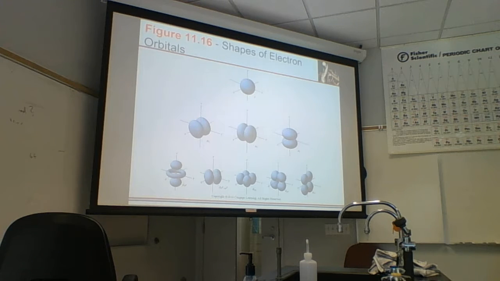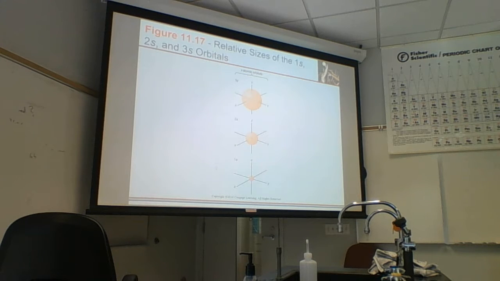These are what the d orbitals look like. The d orbitals have these clover leaf type shapes, more complex. You should kind of know what an s orbital looks like. It's just a ball, and a p orbital. The d orbitals you don't need. F orbitals are even more complex.